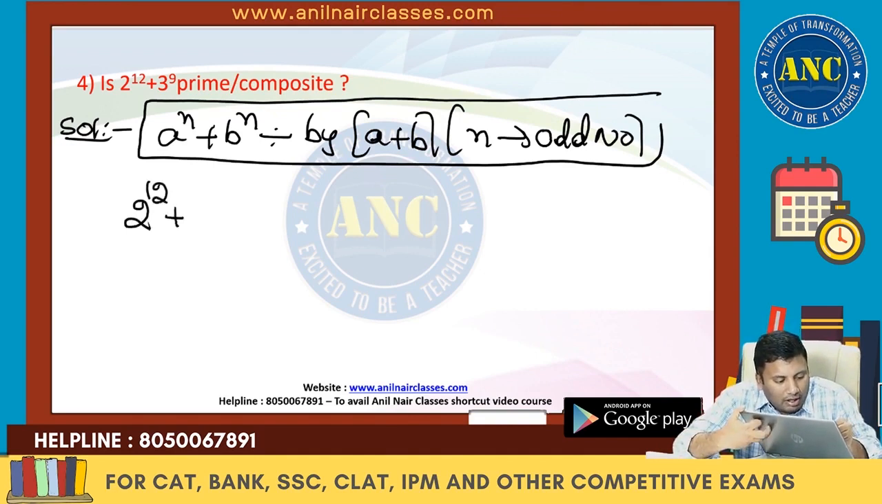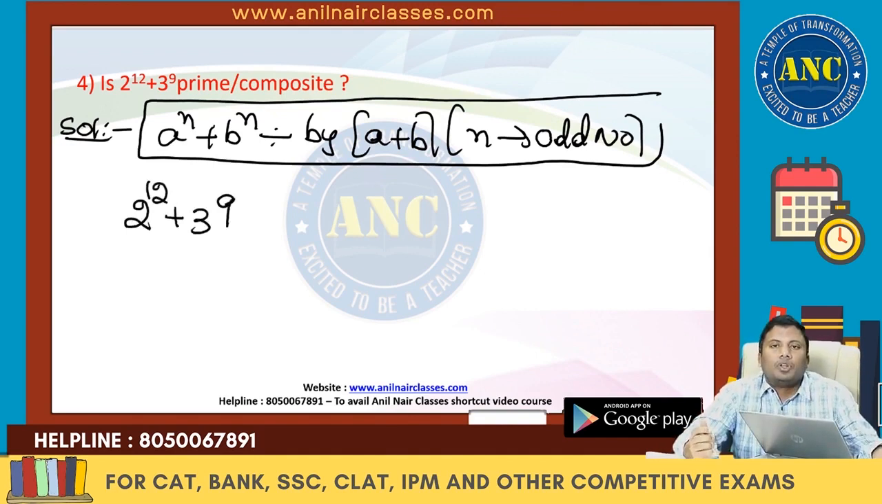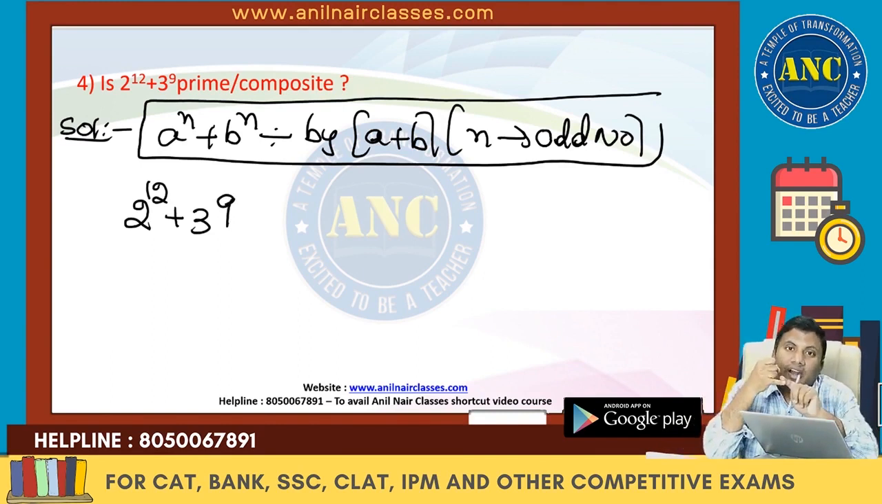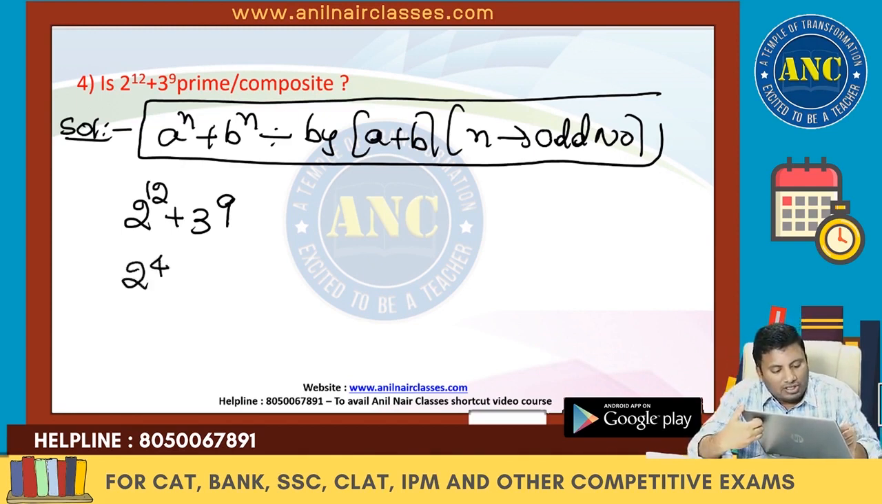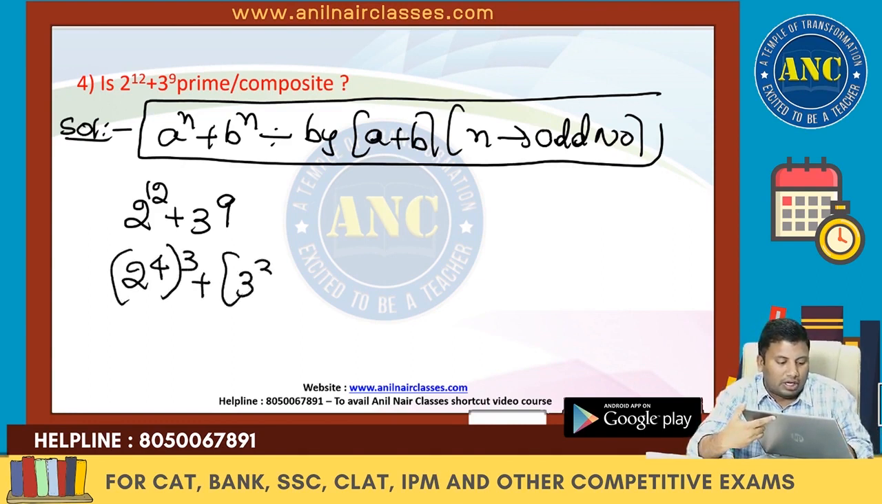2 power 12 plus 3 power 9. Now see, think logically. 2 is an even number. 3 is an odd number. Even plus odd is an odd number. Rule 1 fail. Rule 2, a power n minus b power n, that also is not possible. Rule number 3, doing the square root, very high value. So rule 4, a power n plus b power n. This is 2 power 4 power 3 plus 3 cube power 3.